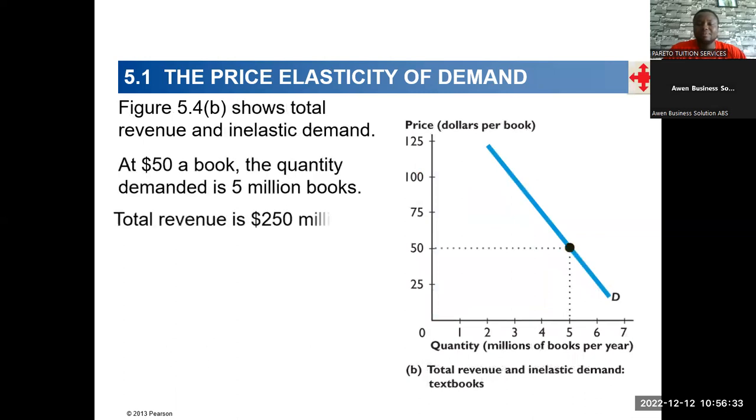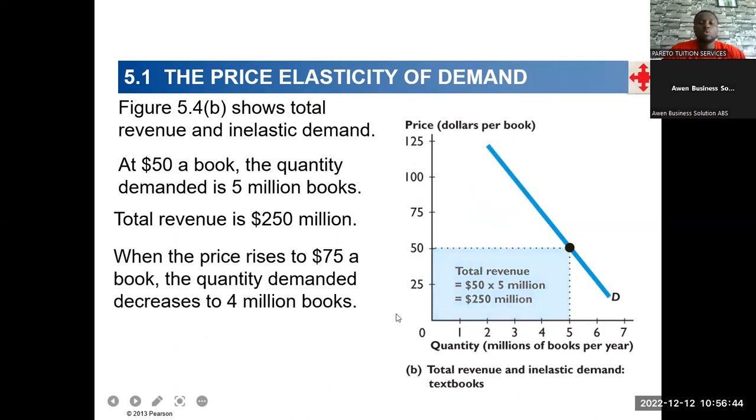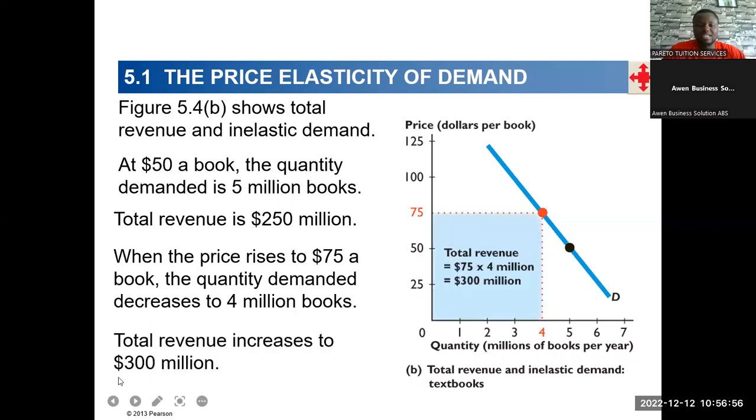Let's look at the other side. Assuming initially the price was 50 and the quantity demanded was 5. So what is going to be the total revenue? 250, right? 50 times 5, 250. Now, what if we increase price from 50 to 75? Quantity demanded has decreased from 5 to 4. What is going to be the total revenue here? 75 times 4 is what? It's 300. And that is more than the initial total revenue of 250.